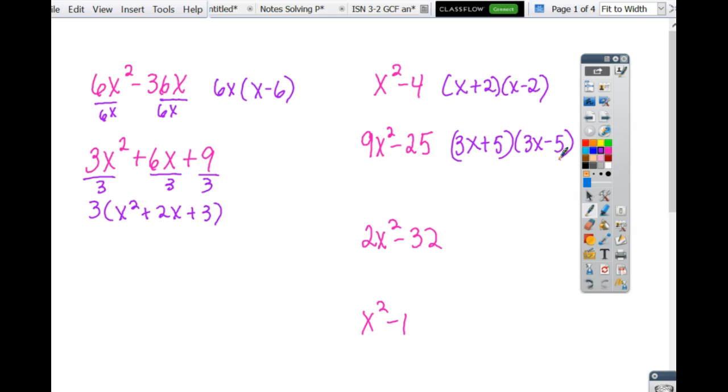And this one, what do I have to do? Do the GCF. And what is the GCF here? So if I take out a 2, can I factor this now? Because now it's a perfect square. And then here, can I factor that one? Is 1 a perfect square?